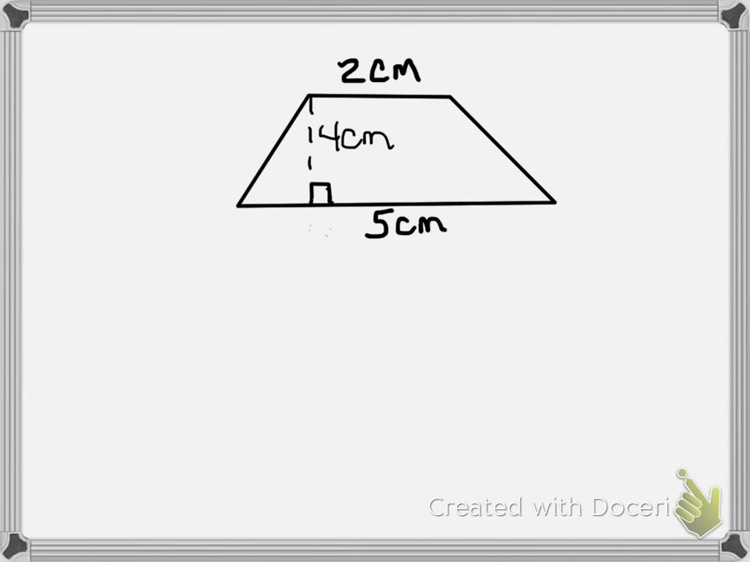So let's review finding the area of quadrilaterals. We have a trapezoid here, so find your formula for the area of a trapezoid, and the first thing we're going to do is write it down.